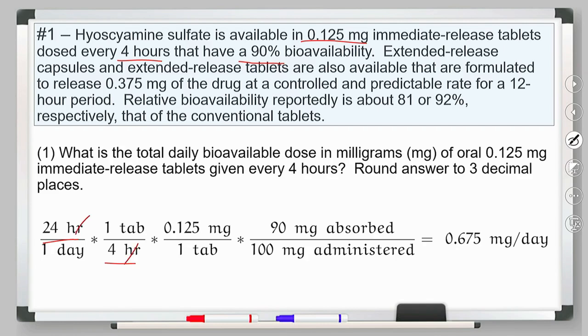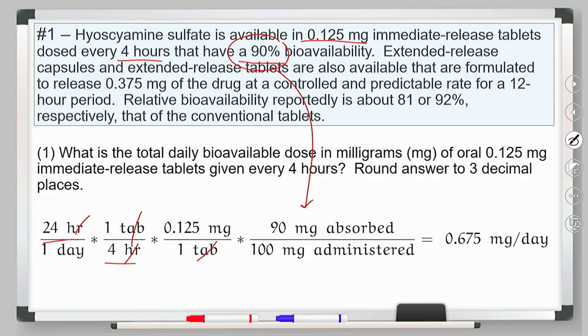Again, hours cancel, tablets cancel. When you do 6 times 0.125, we're in milligrams. So that's the total amount per day. But this 90%, and I'm going to do this through the whole lecture here, and you don't have to do this in your math, but I want to make sure I understand. When we say 90% bioavailability, I always worry about whether you really understand. I know you just multiply by 0.9, which is 90%, and mathematically that's correct. But 90% bioavailability means, since a percent is per 100, that 90 milligrams does get absorbed. 90 milligrams out of how many? Out of 100.